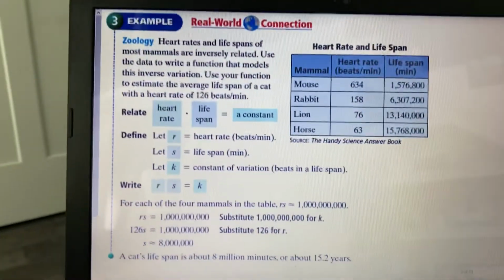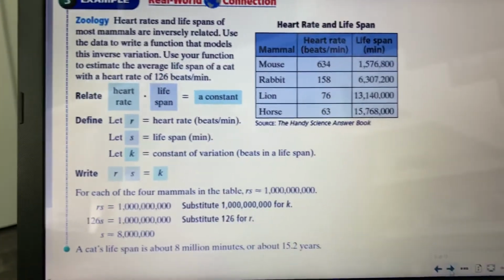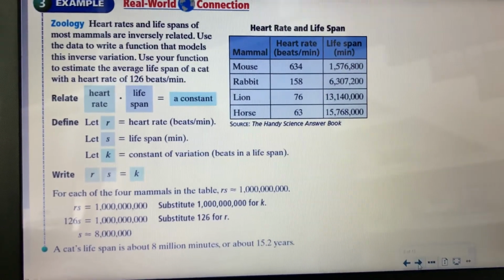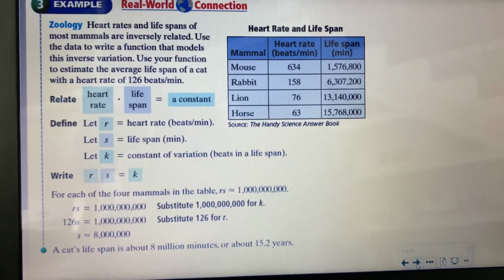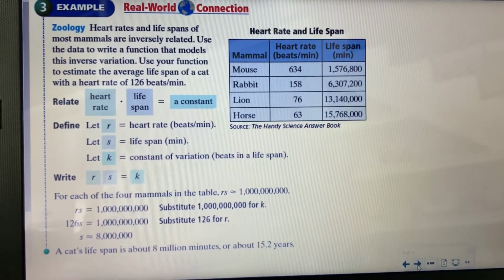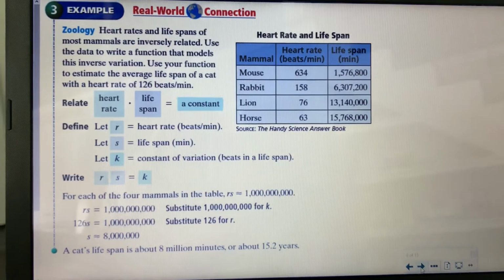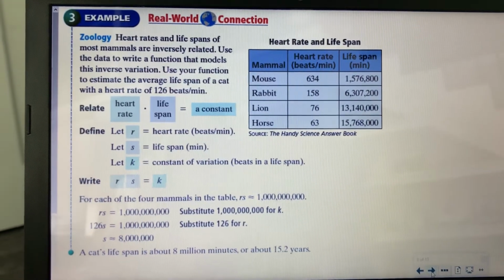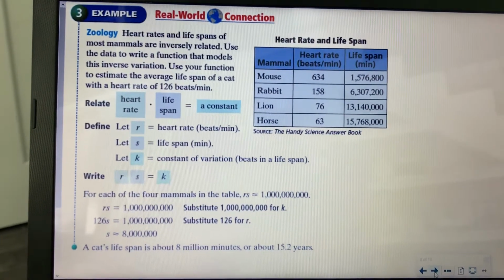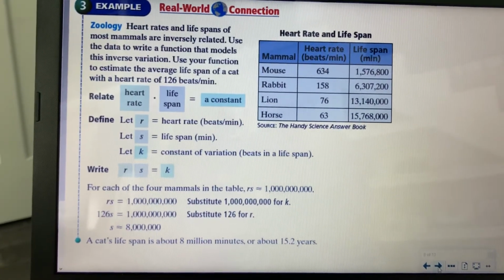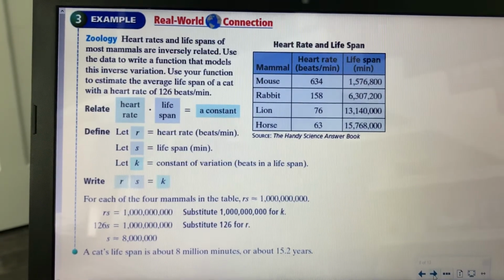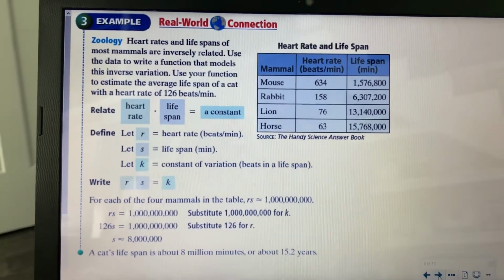Okay, next example. It says, heart rates and lifespans of most mammals are inversely related. Use the data to write a function that models the inverse variation. Use your function to estimate the average lifespan of a cat that has a heart rate of 126 beats per minute. If you look at the table, a mouse's heart rate is 634 beats per minute, and it has a lifespan of 1,576,800 minutes, and so on.